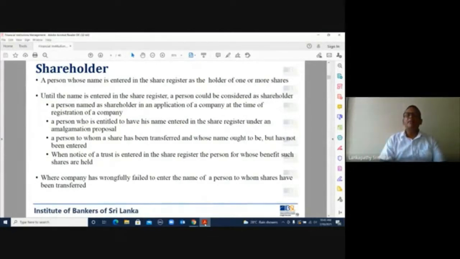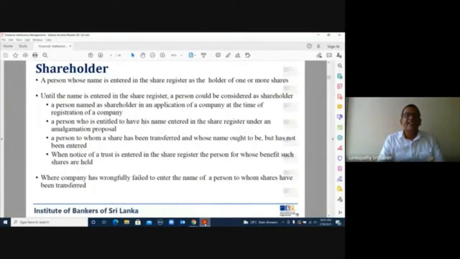In that case, somebody can ask, okay, my name has not been registered yet. In those circumstances, will I be considered a shareholder? There is an exception where the name has not yet been entered in the share register, but he or she can still be considered a shareholder.